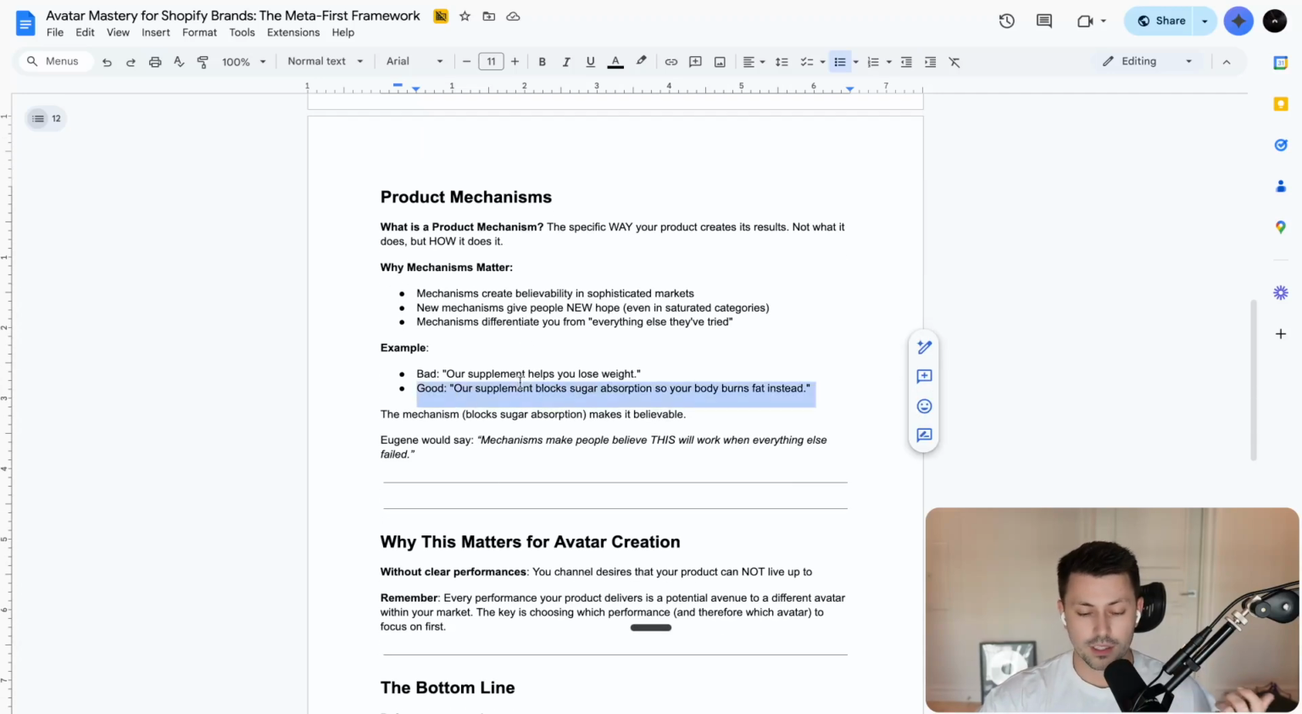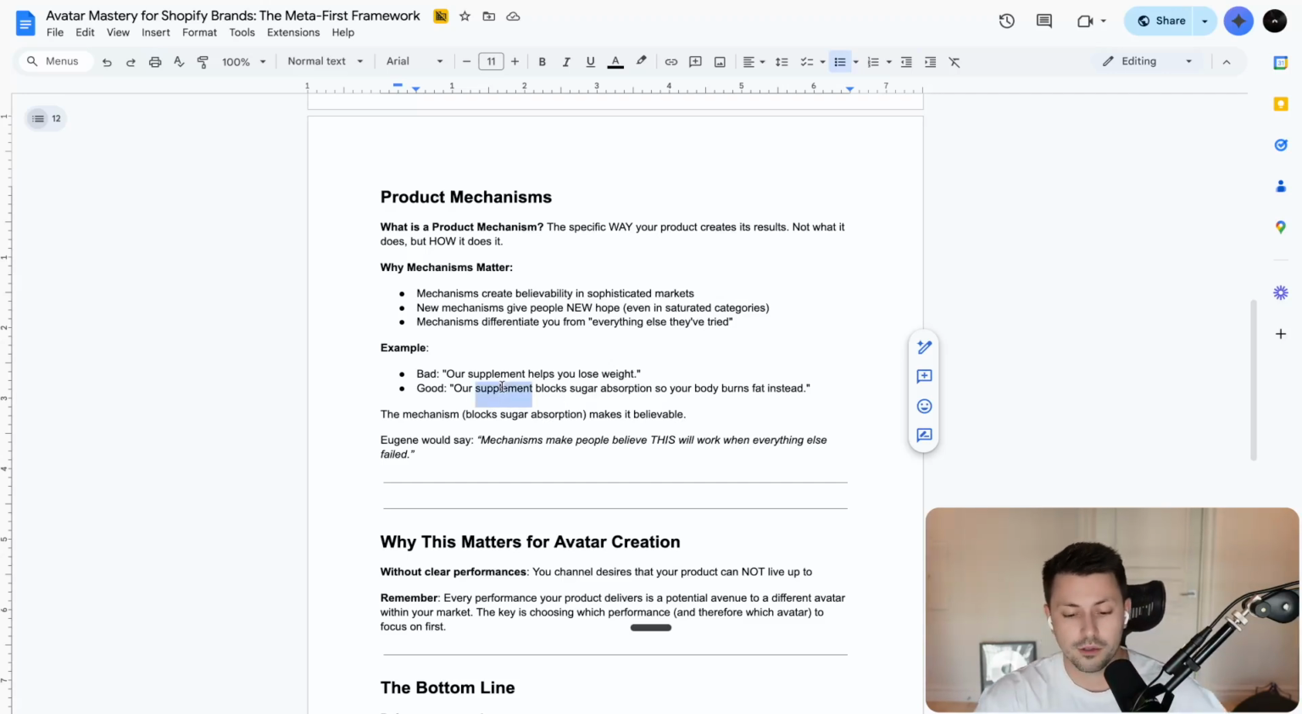So for example, this is a really good one for a supplement brand. A lot of people would just say our supplement helps you lose weight. But when you weaponize mechanisms, you could say our supplement blocks sugar absorption so your body burns fat. That's a new mechanism, blocking sugar absorption, right? And ideally we would need an ingredient that mentions that, like this ingredient blocks sugar absorption so your body burns fat. Now this leverages new mechanisms and it leverages new information.